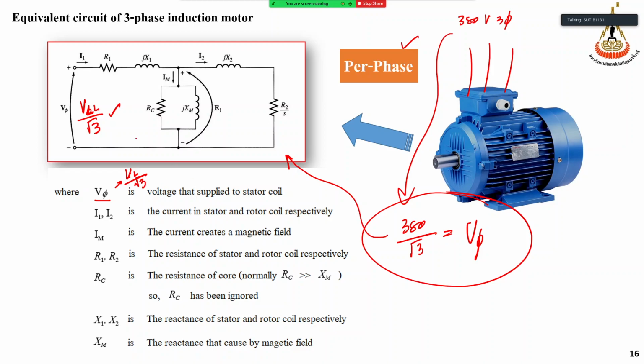I1 and I2 are the currents. Here, I1 is the current at the stator, and I2 is the current at the rotor, as in the equivalent circuit. IM is the current that creates the magnetic field. IM is here.